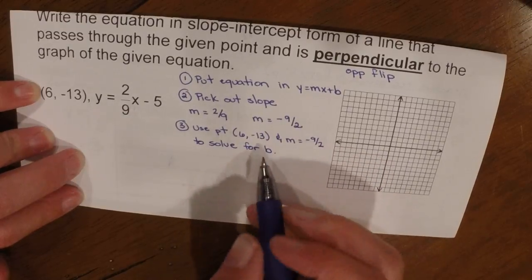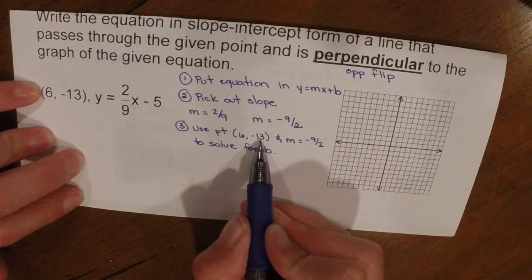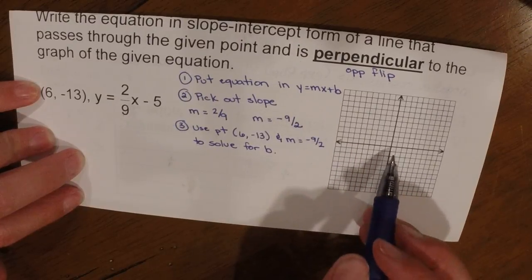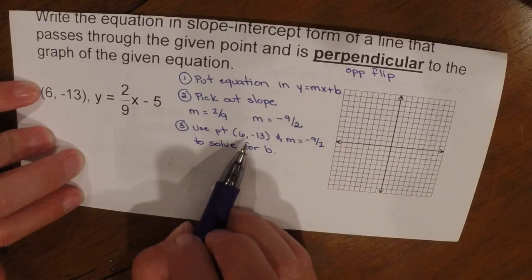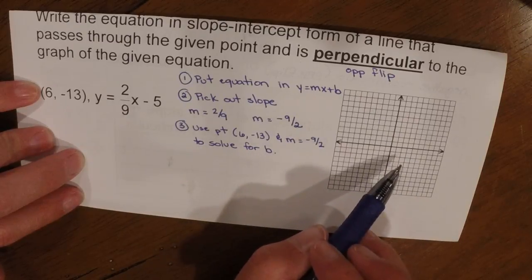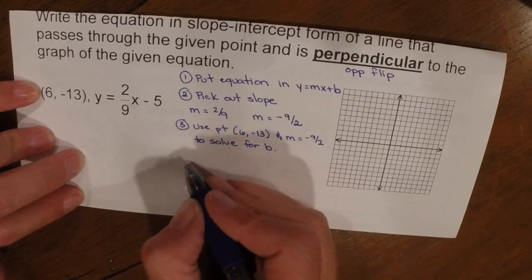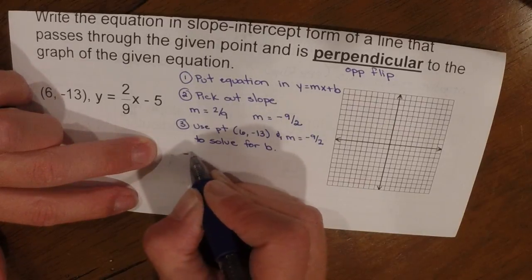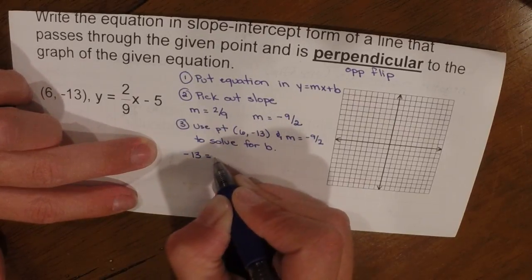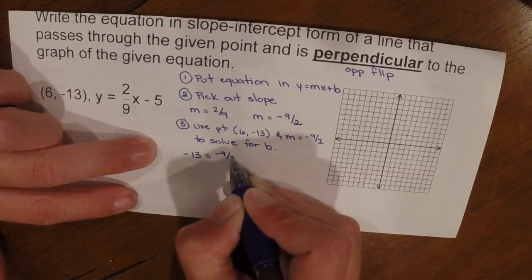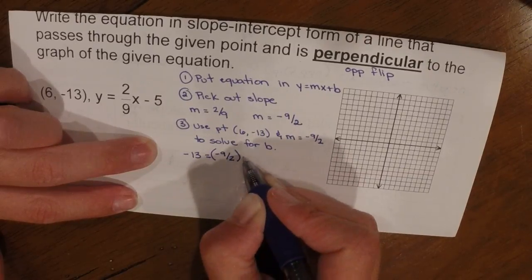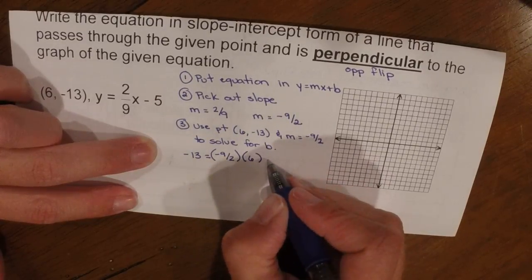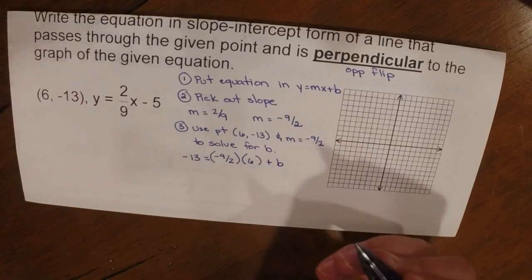And again, there's multiple options. You could graph (6, -13) and then follow the slope and see if you can find the y-intercept, or you can use this point and get another point from the graph and put it in a spreadsheet, or I'm going to show you the solve for b method. So that's where we plug in. So -13 is y equals -9 over 2, and then that's going to be times x, which is 6, and then plus b.